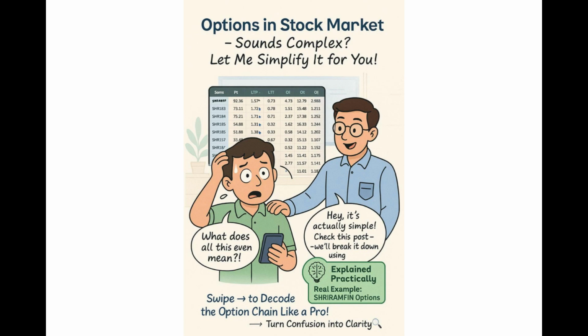Options chain simplified, what these boxes actually mean. Ever stared at a sea of numbers in an option chain and felt totally lost? Don't worry. In this post, I'll break down everything you need to know, using SHRIRAMFIN's July 2025 expiry as our real-world example. Let's decode it together.